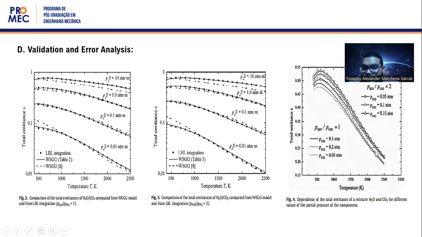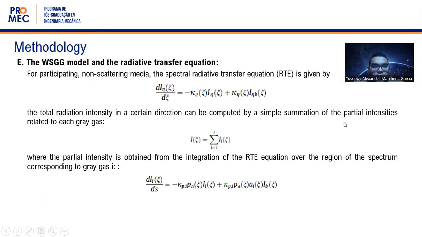And at high temperatures, we have very low total emittance for very different partial pressures, as we can see here, right? For different radii too, for radii of 1 and 2, we can see here, right? So, saying this, now we are going to talk about the WSGG model and radiative transfer equations.